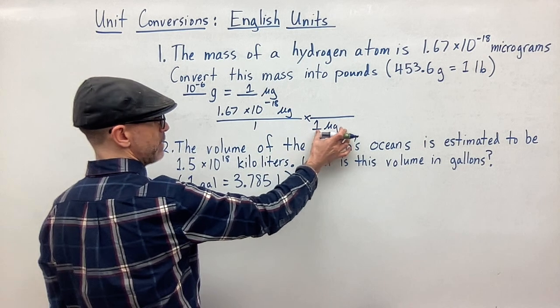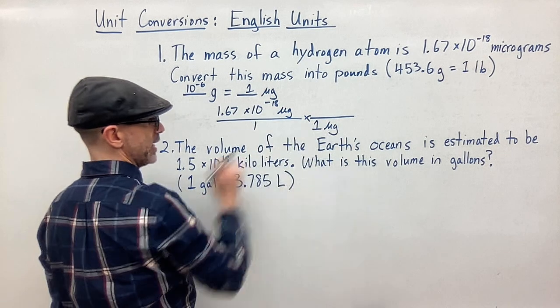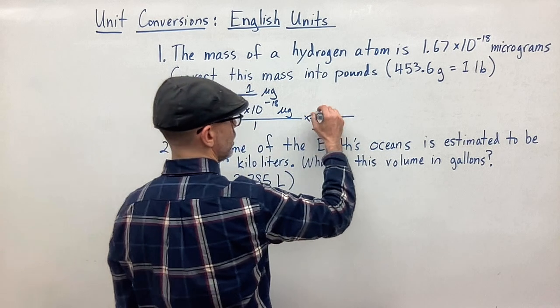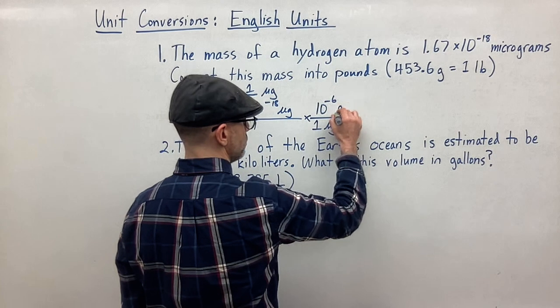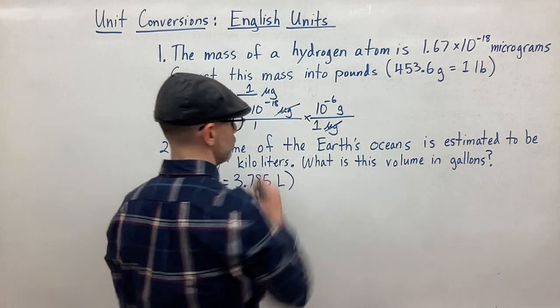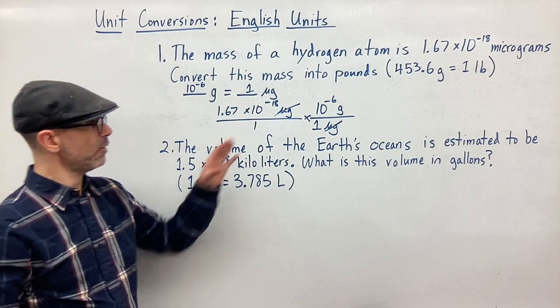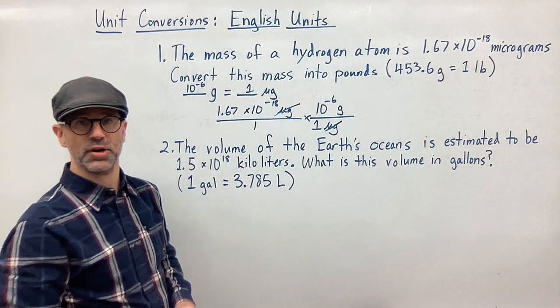And the reason I have micrograms on the bottom is because I have micrograms on top and I want to cancel those out. And so that means 10 to the negative 6 grams will go on top. So 10 to the negative 6 grams. Micrograms cancels out. So now I have grams. So now I can go ahead and use the relation between grams and pounds and set up the conversion factor.